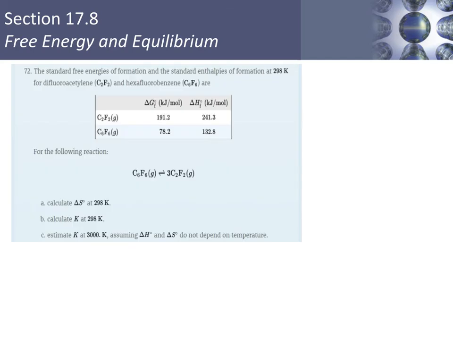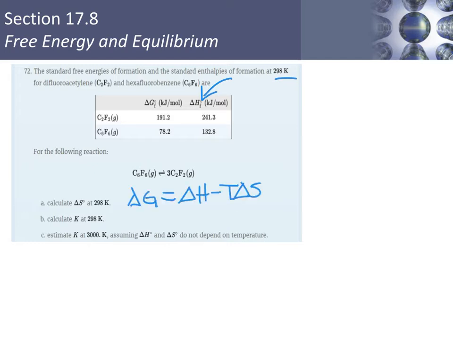So let's look at a problem where we can utilize this equation. We've got some free energies of formation and some heats of formation in our table for our two substances that are in the chemical equation. We're going to calculate delta S, the equilibrium constant K at 298 Kelvin, which is where this would be initially. Remember, that's what that little degree symbol there is telling us. And then we're going to do an estimation for the equilibrium constant K at 3000 Kelvin.